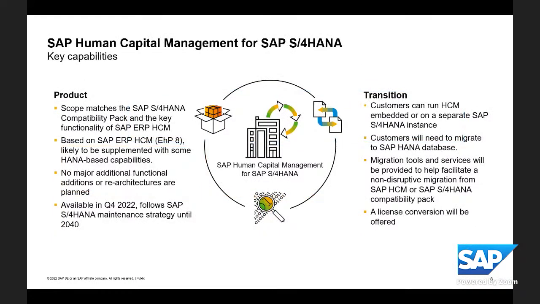So the solution itself is based on the ERP HCM system. We have taken the EHP8 code line in our development systems as a basis, as a starting point. And unlike in the finance area, where we redid the whole data model, we stay with the current architecture, and the functionality means all the info types you know from the HCM system, info type 1, 2, 7, 8, 15, 2001, and so on. They are all available.